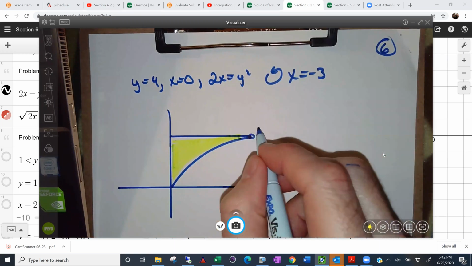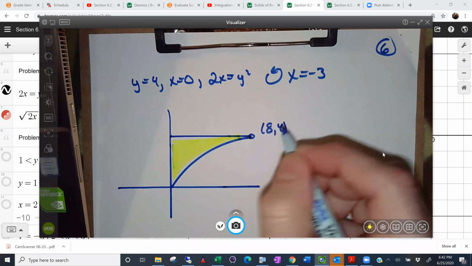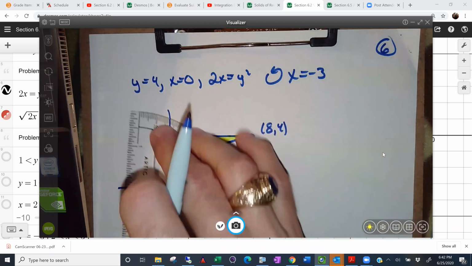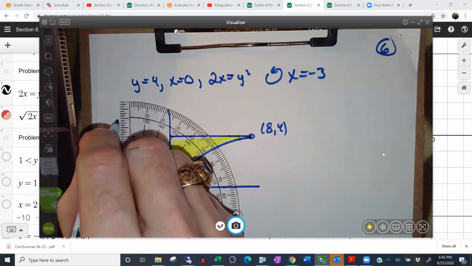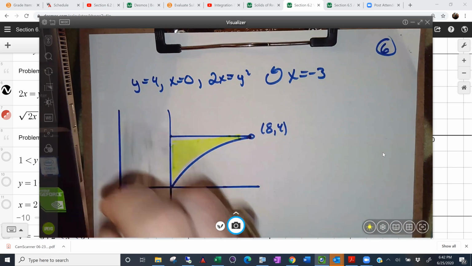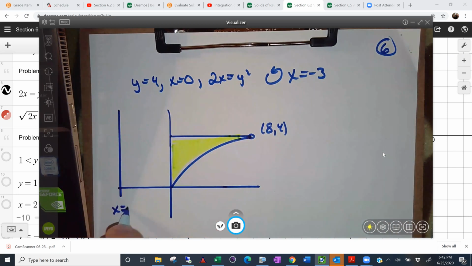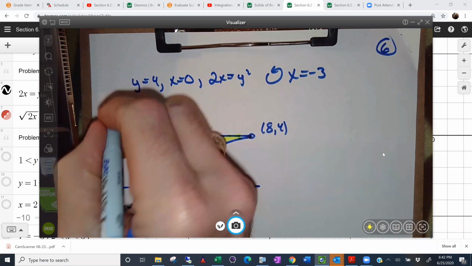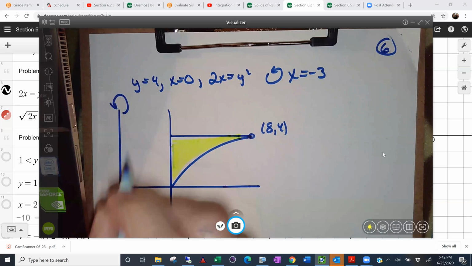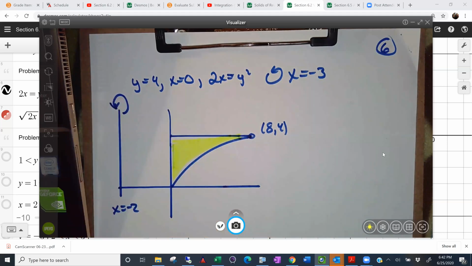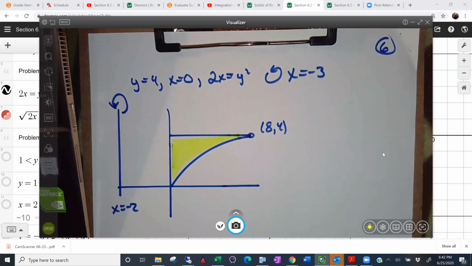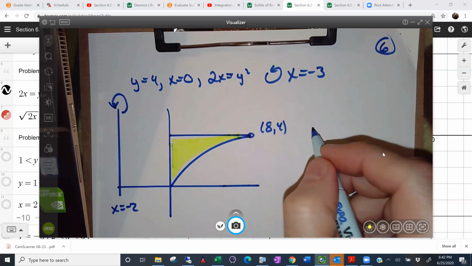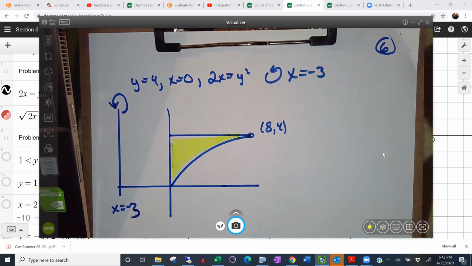This point is again going to be 8 and 4. This time we're rotating around the line x equals -2. So we're rotating around here. It wouldn't be -3. Oh, pardon me, -3. There we go. Beautiful.